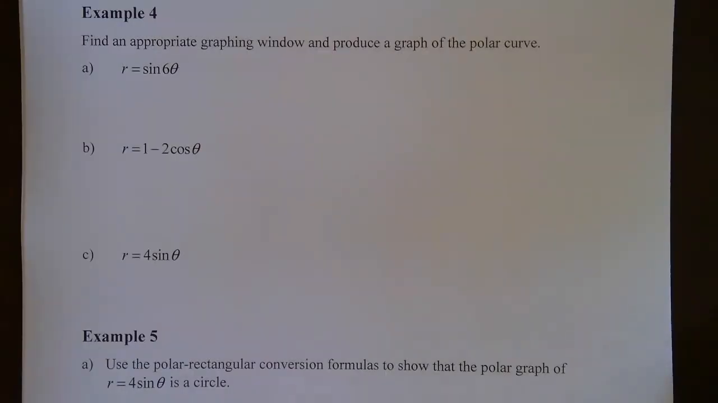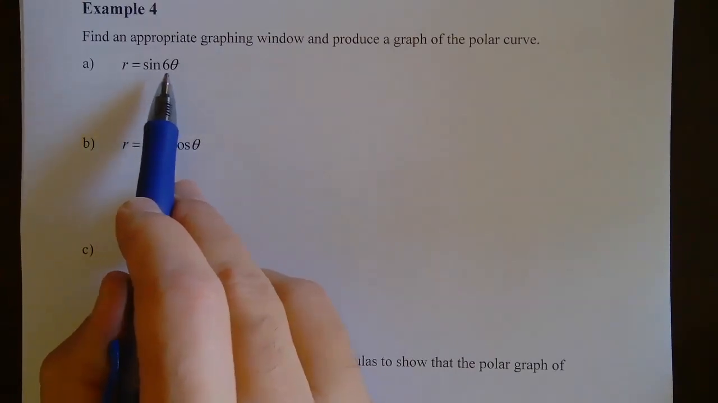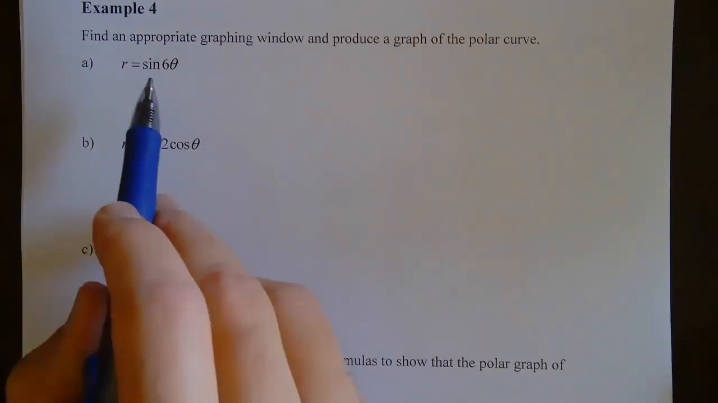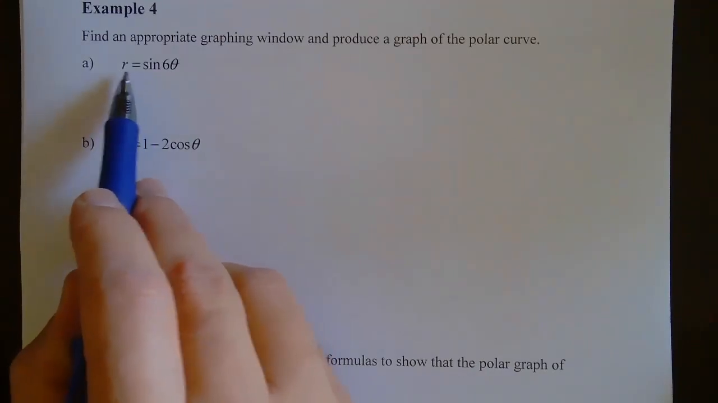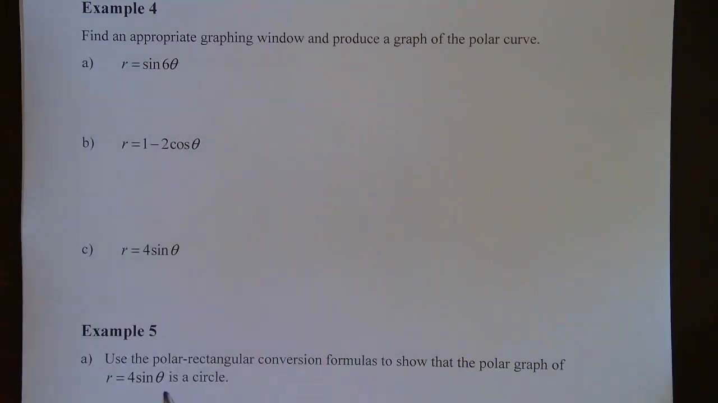Okay, so for this next example, we want to find an appropriate graphing window and produce a graph of the polar curve on graphing calculators or on Desmos. So if you look at this, the period has changed, and that's going to cause some things to happen. But your radius is going to be 1, because the sine function only goes as high as 1 and -1. So your radiuses are all going to be between -1 and 1, which means when you set your window, it's based on your x min and x max. So the biggest that radius can get is 1.